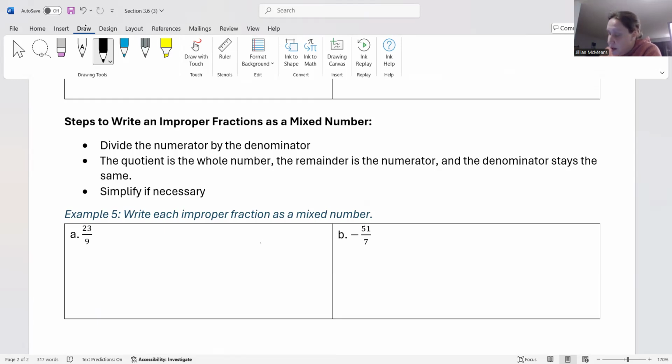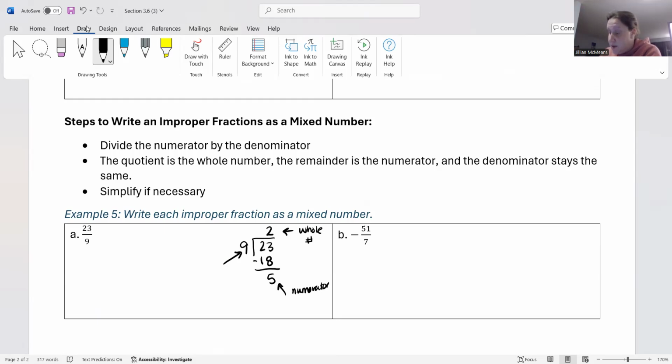So we have 23/9. We want to take 23 and divide it by 9. We have to see how many times 9 goes into 23. It'll go in 2 full times. 2 times 9 is 18, so I'm going to put a 2 up here. I want to subtract, and when I take 23 and subtract 18, I'm left with 5. So this 2 is the quotient. This becomes the whole number. This 5 is the remainder. This becomes the numerator. And this 9 was the denominator to begin with.